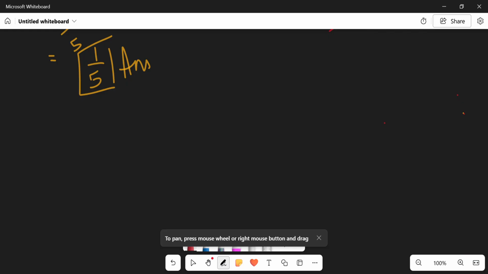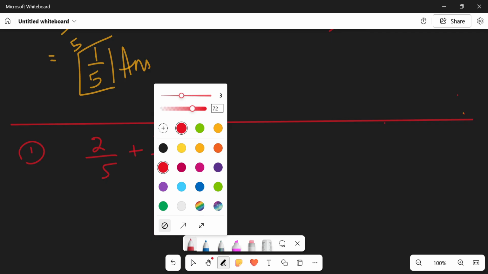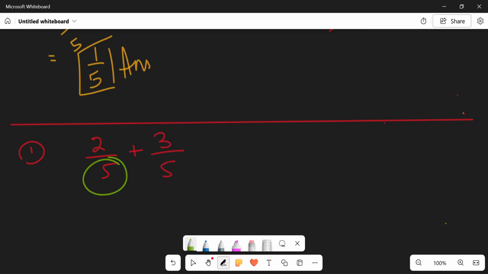The like terms, okay? Let's solve the like terms. For example, question 1, it gives you 2 over 5 plus 3 over 5. Yes, how are you going to solve them? There are two terms here. You need to bring it into one term. So it's so easy. First, check the denominators. Are they both the same? Yes, both the denominators are the same.